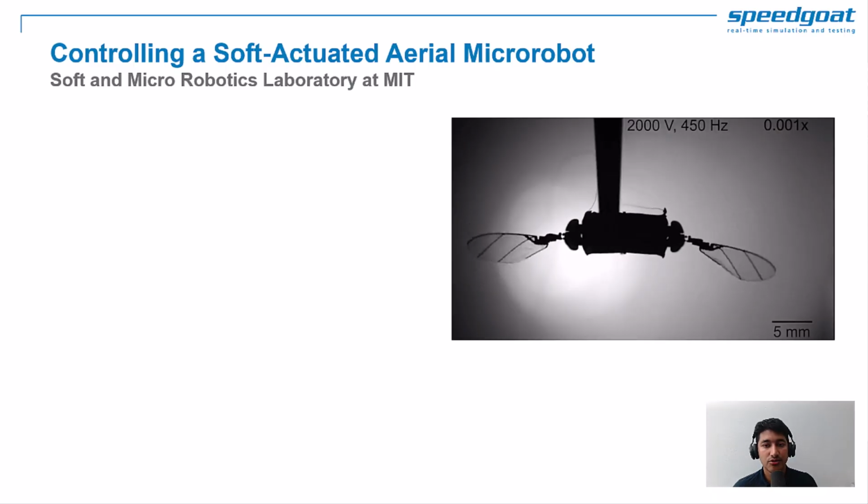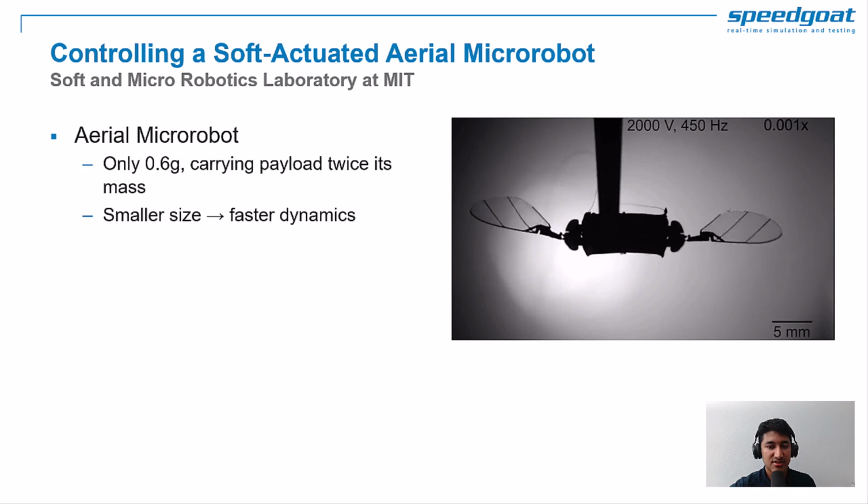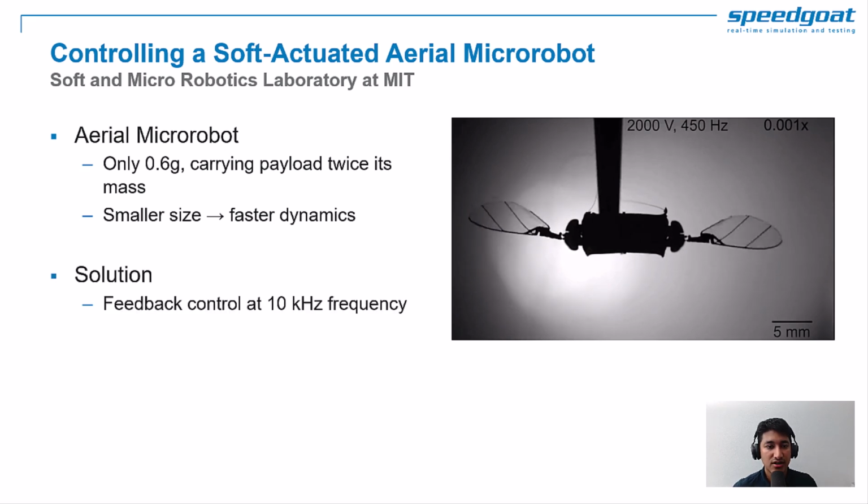Before we move to the next demo, let's check out a customer story from the Soft and Micro Robotics Laboratory at MIT. The researchers here are using artificial muscles to power insect-like aerial microrobots. As the size of these robots shrinks, the dynamics become faster, therefore requiring higher sensing and control rates. With 400 wing flaps per second, the feedback control needs to run at 10 kHz frequency.